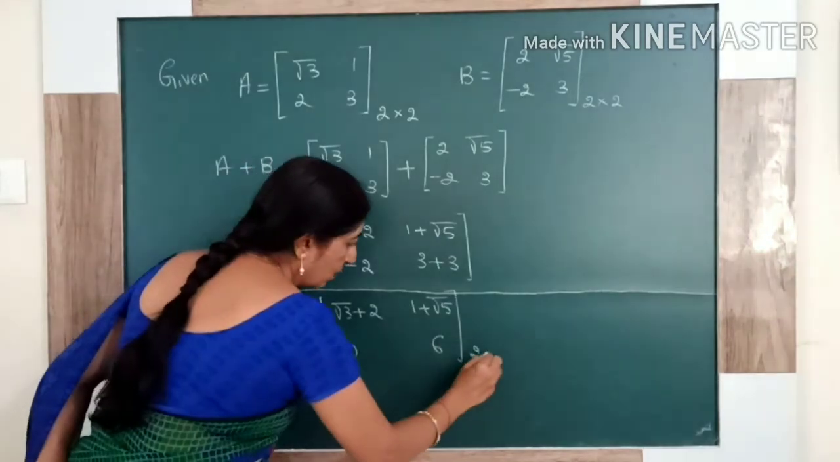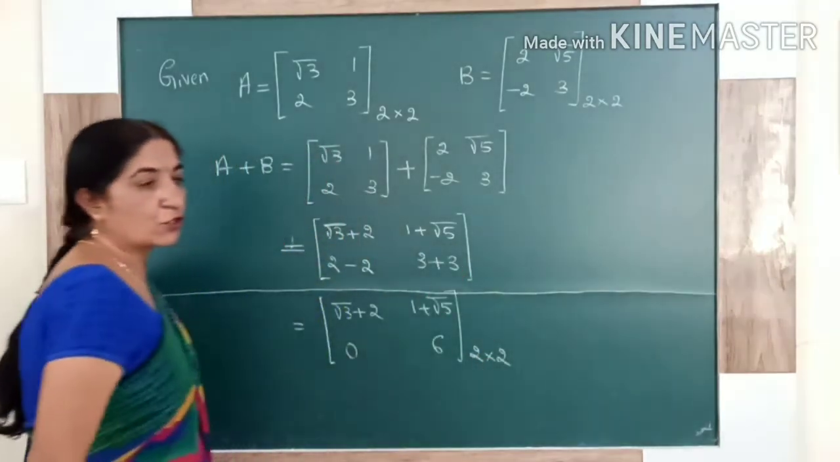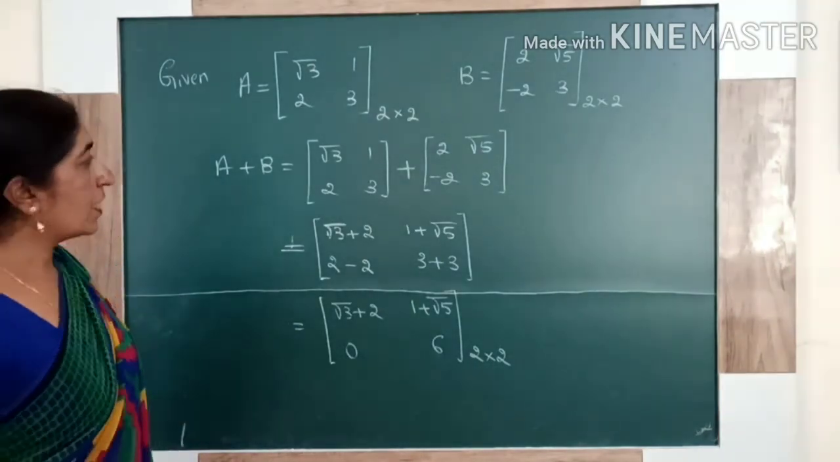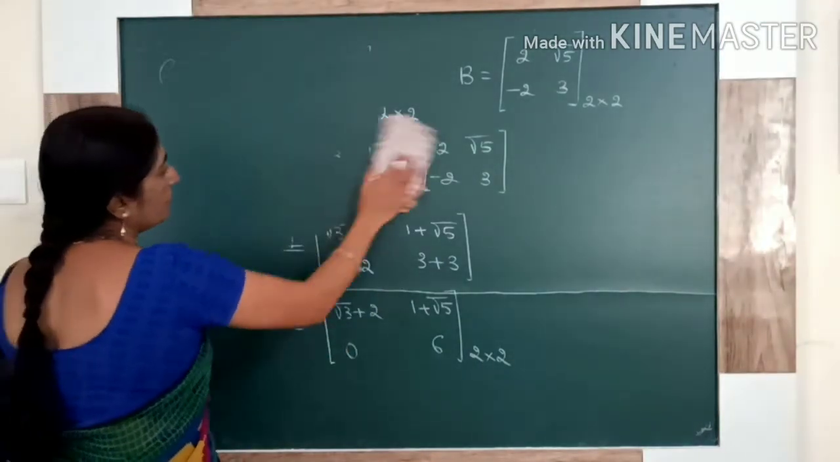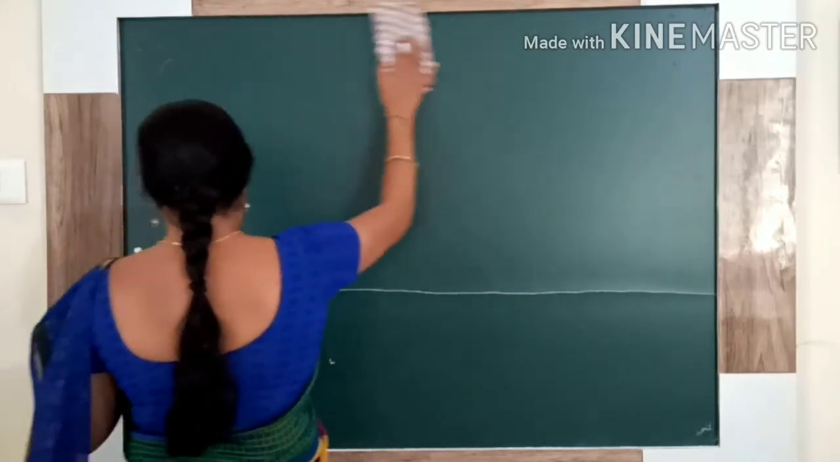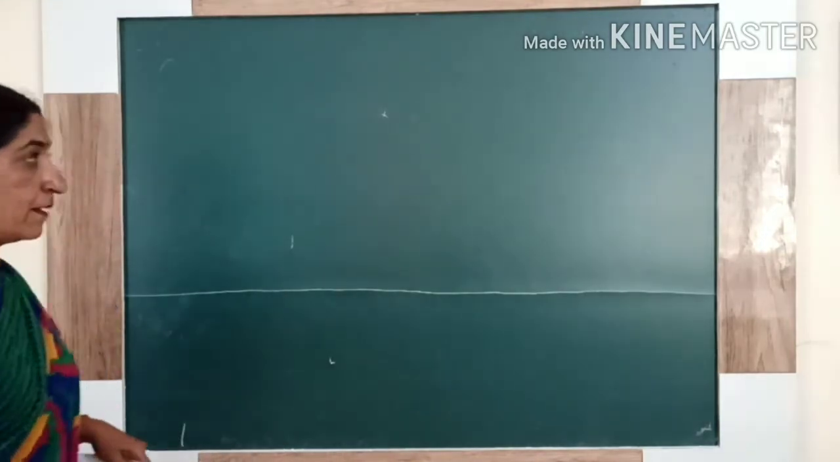See what is the order? The order is 2 by 2. See, students, now it is clear. So now shall I move to the next one? Next.